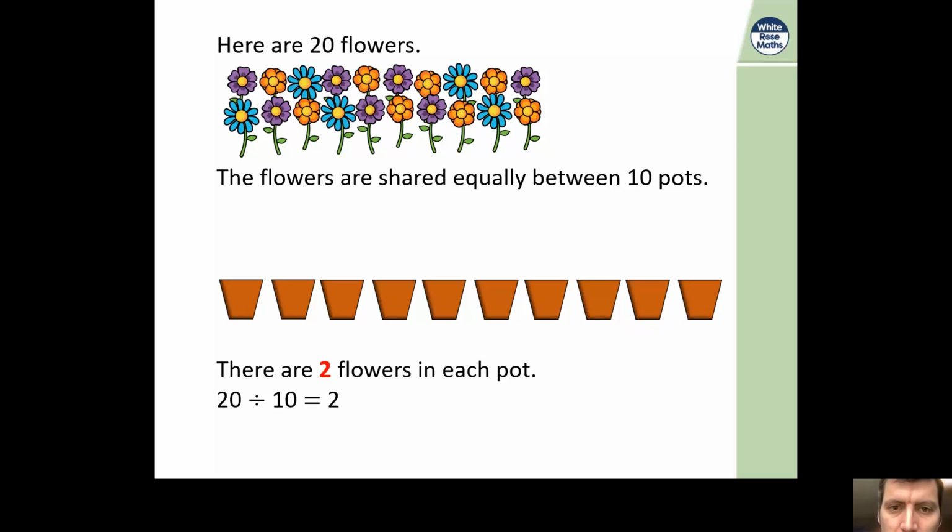Super duper. Okay, so we look at our number sentence here where we've got 20. We've got that obelus in between 20 and 10 because we're sharing 20 into 10 pots. So 20 shared between 10 is equal to 2. So 20 divided by 10 is 2. Super job, guys, if you've managed to work that out.